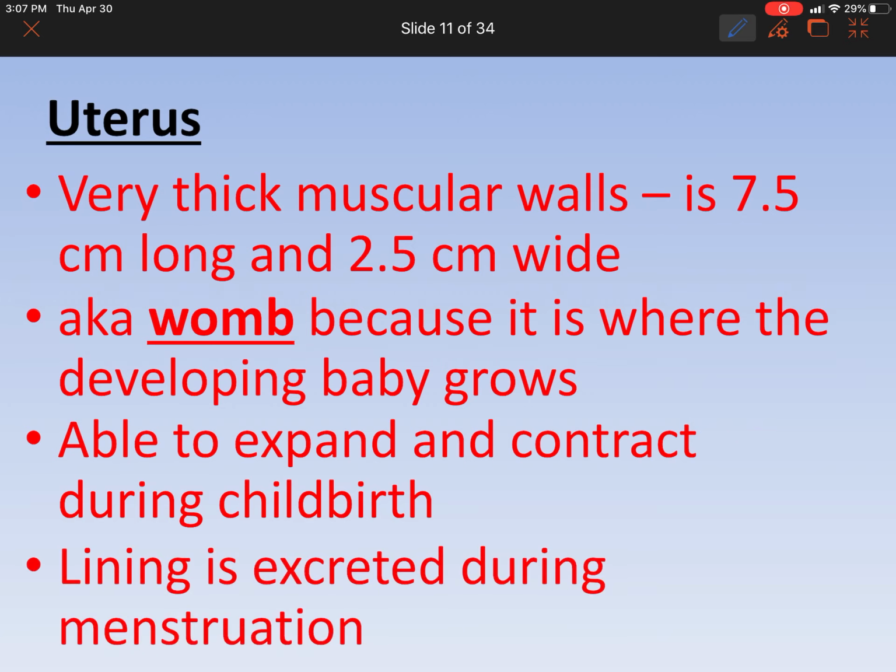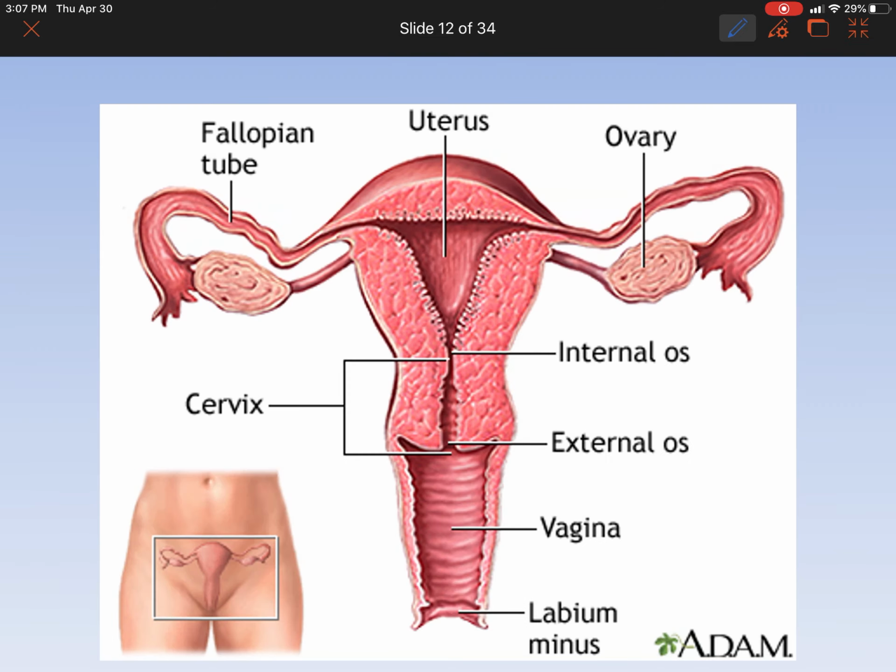And the lining of the uterus every month for females is excreted during menstruation. So once they've hit puberty, that's what happens. That's the lining that is bled out. So this is just a clear diagram here.